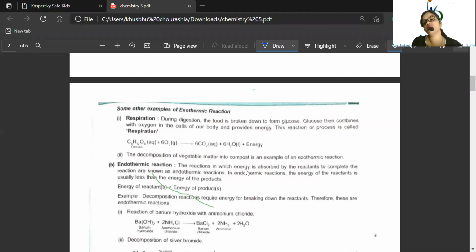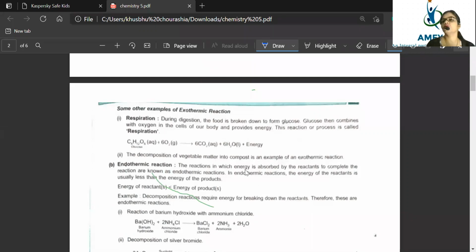Where will that energy be stored? That energy will be stored in the mitochondria. I repeat, that energy will be stored in the mitochondria. So you have to remember that at the time of respiration, there is release of energy.